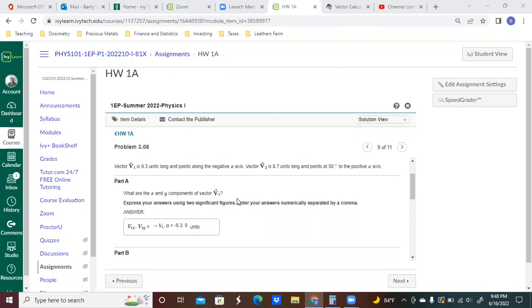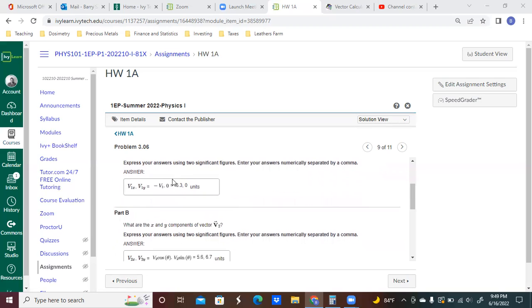We're going to be looking at homework 1A, problem 9, which is also referred to as problem 3.06. What we're going to see here is the vector. We've got two vectors. The first one is 6.3 units long and points along the negative x-axis, and vector 2 is 8.7 units long and points at 50 degrees to the positive x-axis. So part A is asking here, what are the x and y components of vector v1?